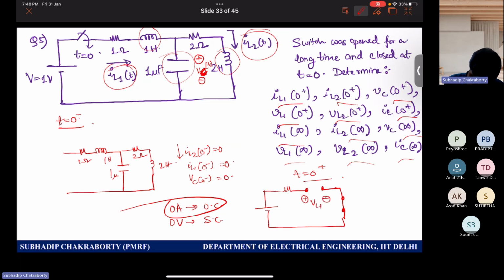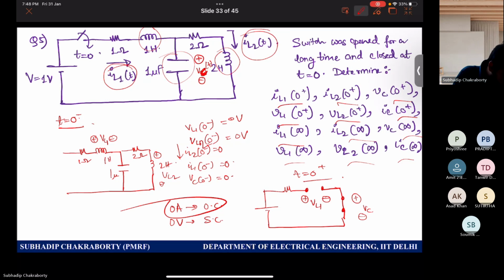So your VL1 and this is VC. Similarly here VL1 and VL2. Now at 0 minus we did not determine. Let us do it for 0 minus also. VL1 at 0 minus and VL2 at 0 minus, what will it be? VL1 at 0 minus is 0 volt. Everything will be 0 volt. Okay.